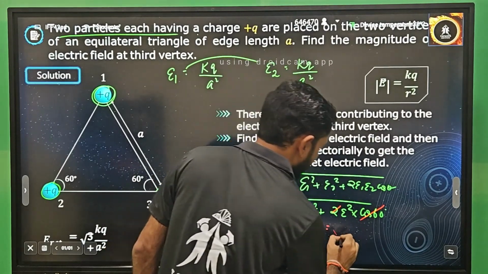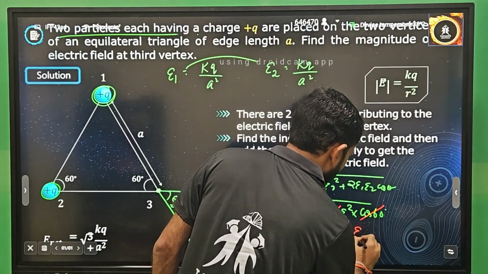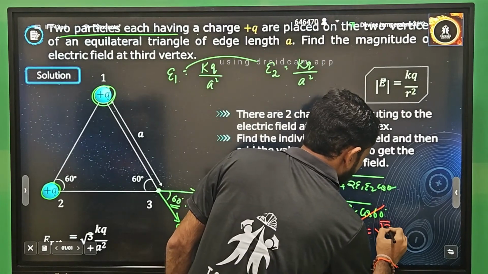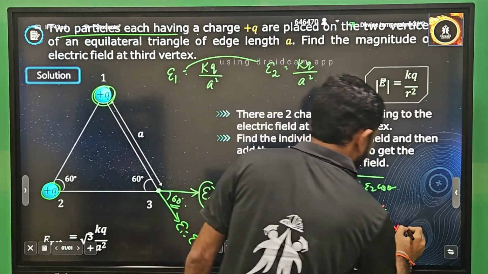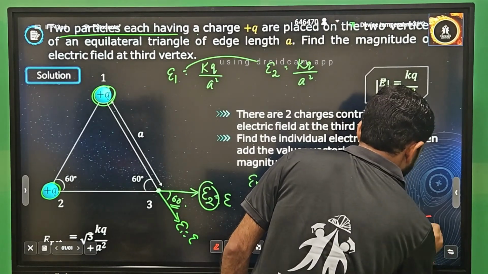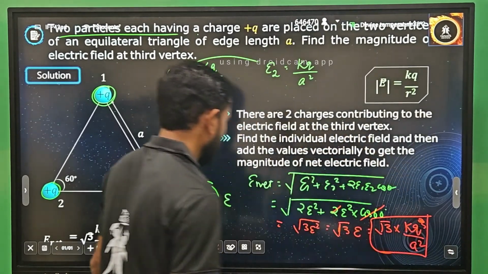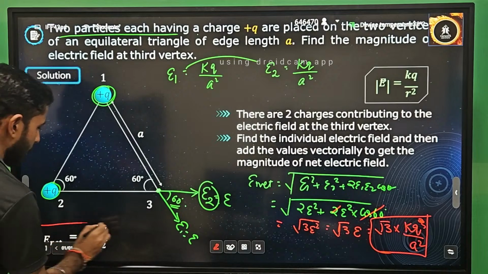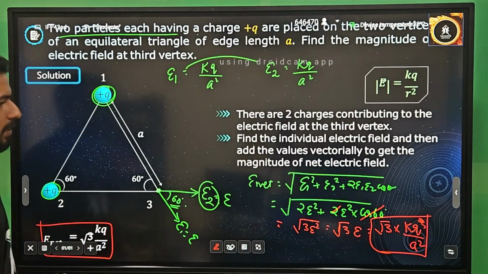So finally how much will I be getting? Root under 3 into E. E is kq divided by a square. So it is root 3 kq divided by a square. That is the original answer that you are getting.